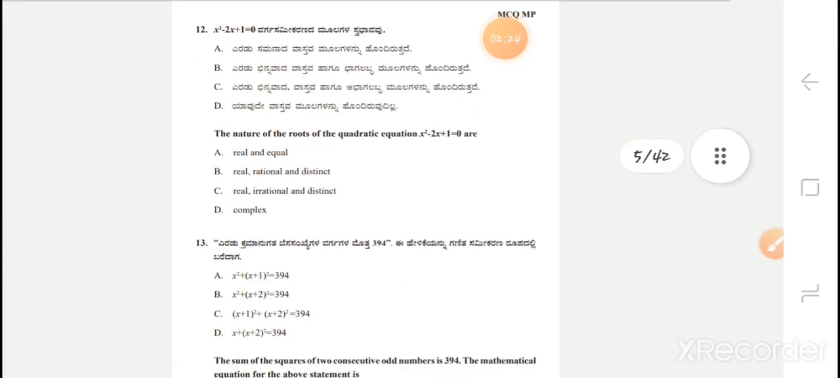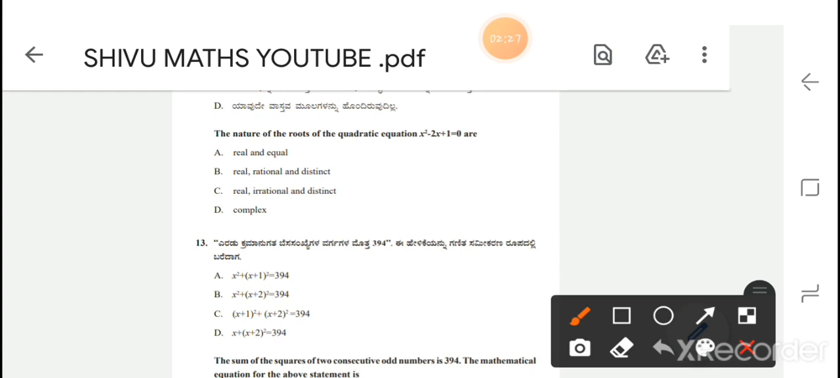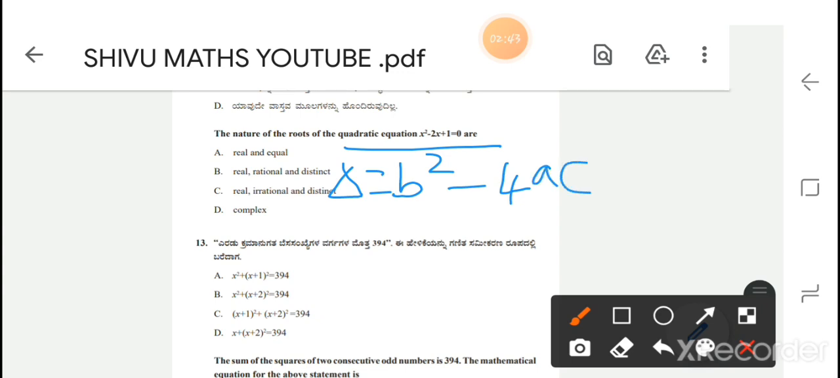What is the 12th question here? The nature of the roots of the quadratic equation x square minus 2x plus 1 is equal to 0, which is the nature? Nature of the roots depends upon delta, that is b square minus 4ac. If it is equal to 0, then the roots are real and equal. If it is positive, the roots are real and distinct. If it is negative, the roots are not real, they are imaginary.